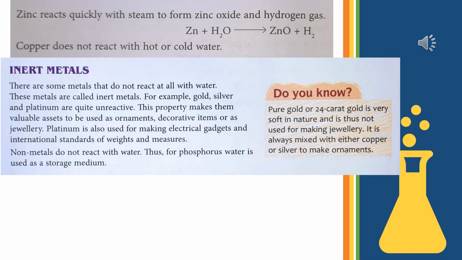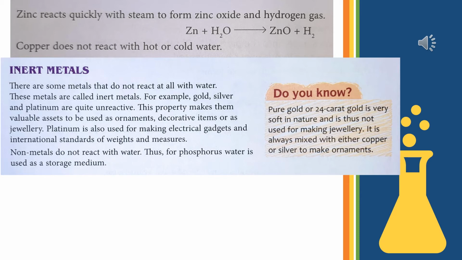Now separately, one topic is given inside your book, that is inert metals. Inert metals are basically, I have already told you, those metals which do not react. So metals such as gold, silver and platinum are quite unreactive. They do not react with anything. That is the reason why these metals are used in jewelry and are quite costly.